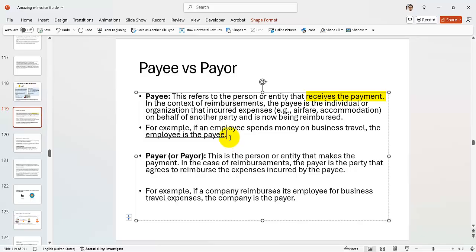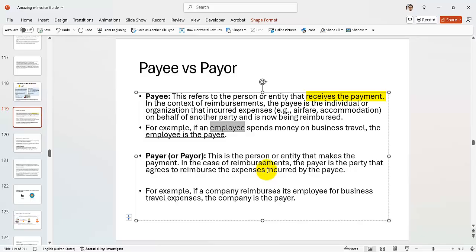So there's an example here. Let's say employees spend money on business travel. So an employee is the payee because they are going to receive the payment. And then the payer is the person or entity that makes the payment. So in the case of reimbursement, the payer is the party that agreed to reimburse the expenses.